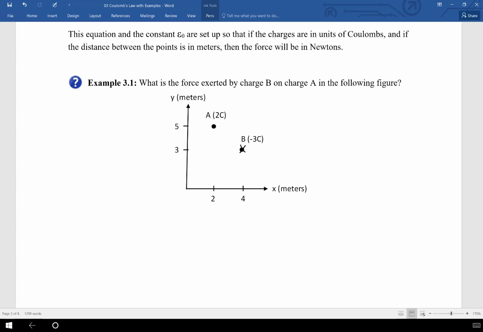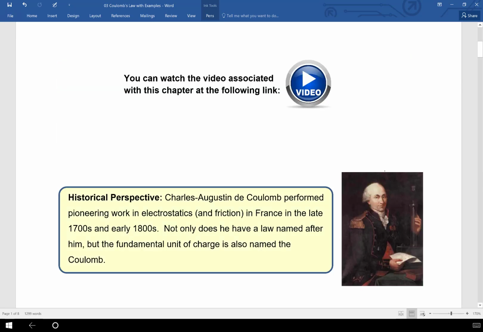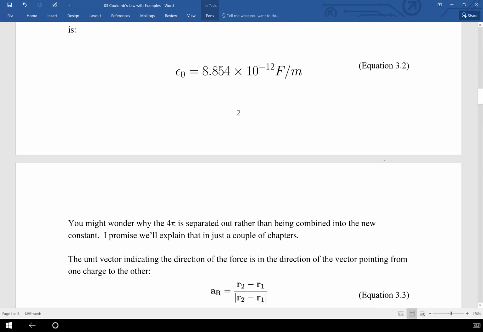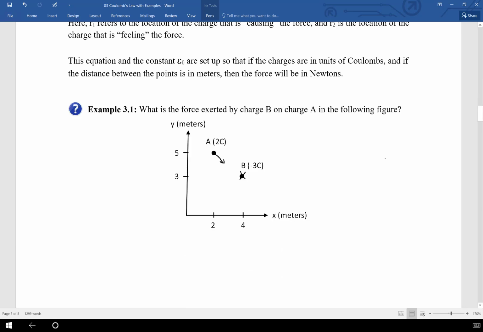Well, we can see that they have opposite charges. And we also know that if the charges have opposite polarity, they're going to be attracted to each other. Whereas if the charges have similar polarity, both positive or both negative, they're going to tend to be repelled from each other. So we're going to see that this charge is going to be attracted toward charge B. And so we can ask ourselves what is going to be the magnitude of that force, and then mathematically what is the direction of that force. And we can calculate those quantities using the equation that we've already seen.